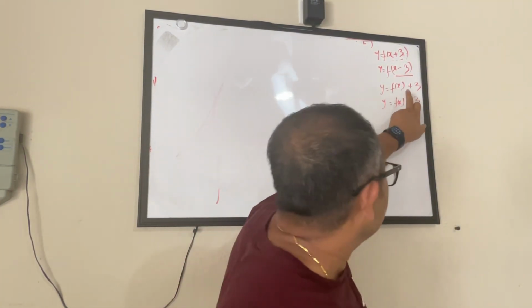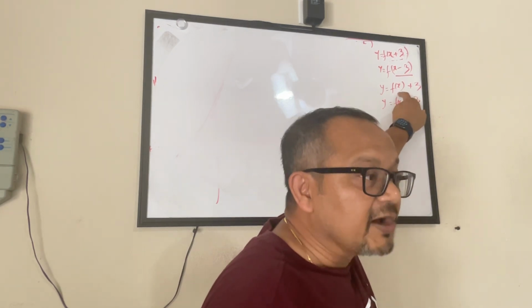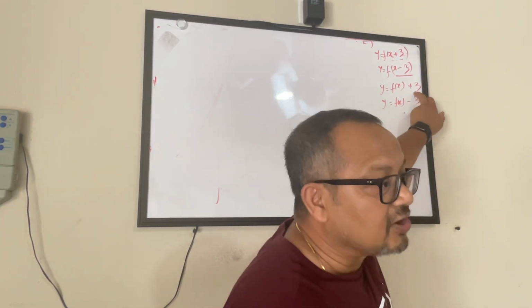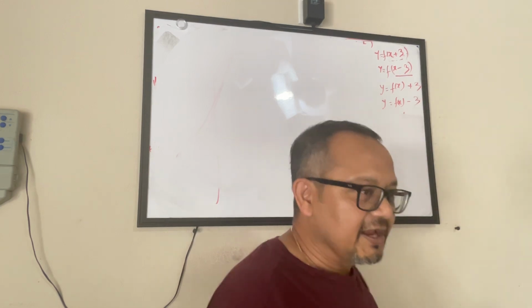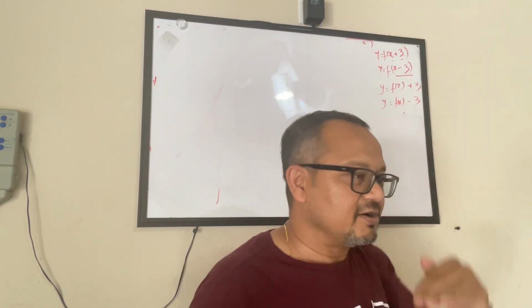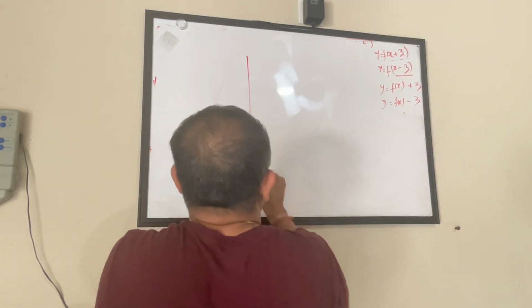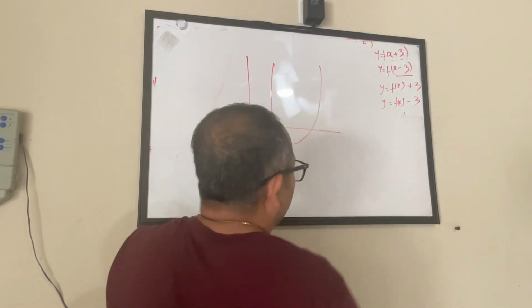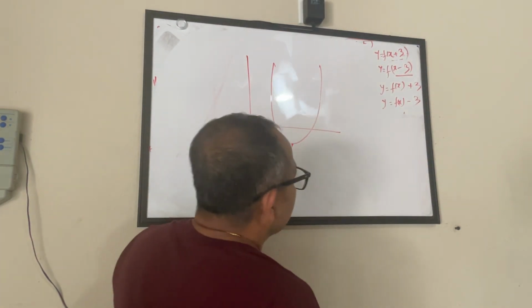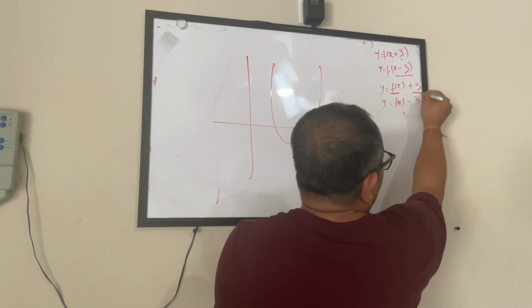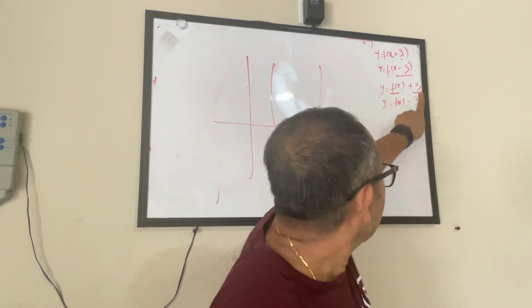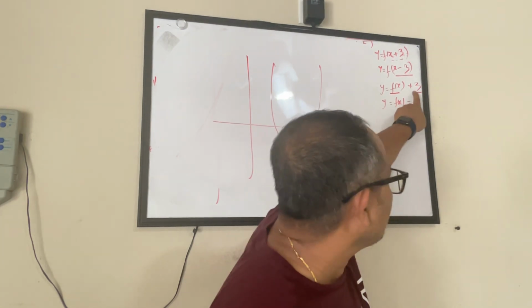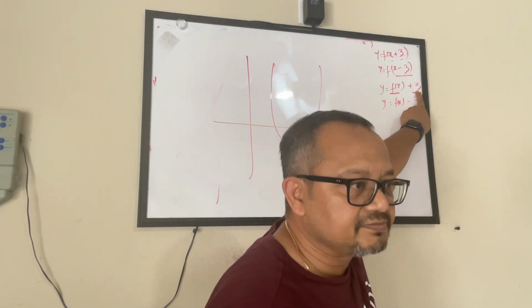I am not adding this in the function itself. I am adding an additional constant. What happens to that? It moves the parabola upward or downward. Let's say this is your parabola, and let's say this is your vertex. When you add something, say 3, very simply, the value of the y coordinate is increasing by 3.